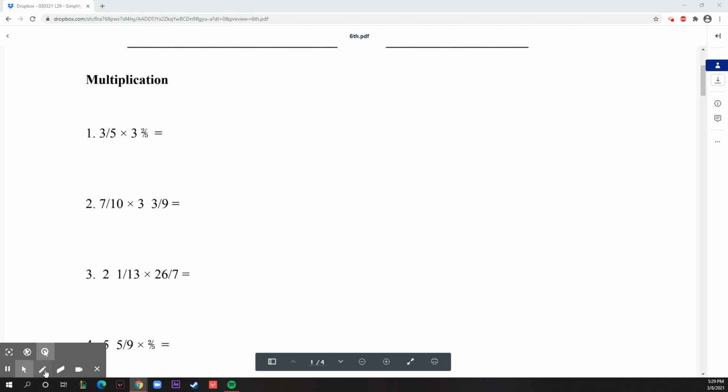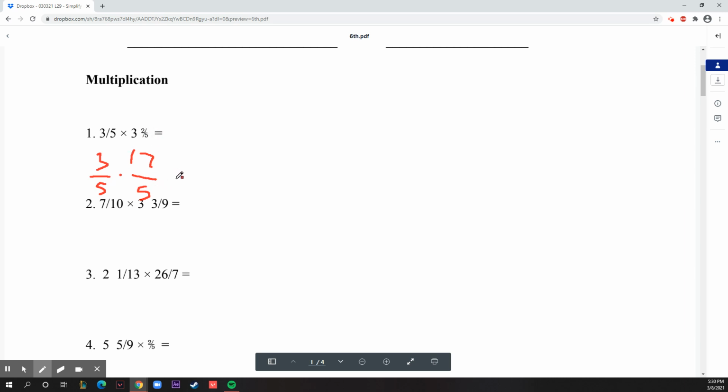Okay, so the first thing you want to do in multiplying fractions is convert everything into improper fractions. So 3/5 is fine, it's just 3/5. But here it says 3 and 2/5. You want to convert that into 17/5, and you do that through multiplying this and this, so 3 times 5, and then adding 15 with 2, so you get 17/5.